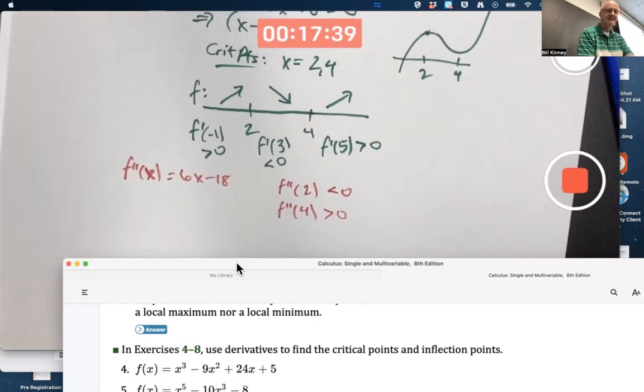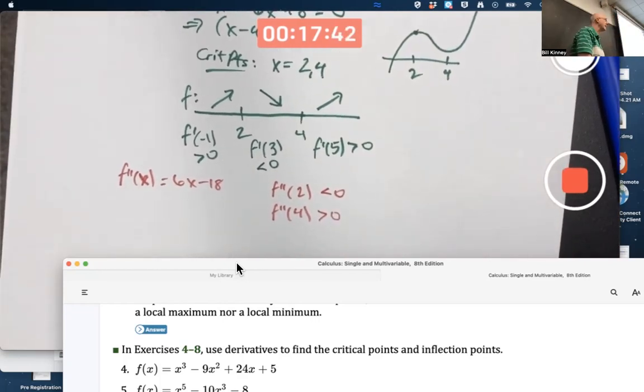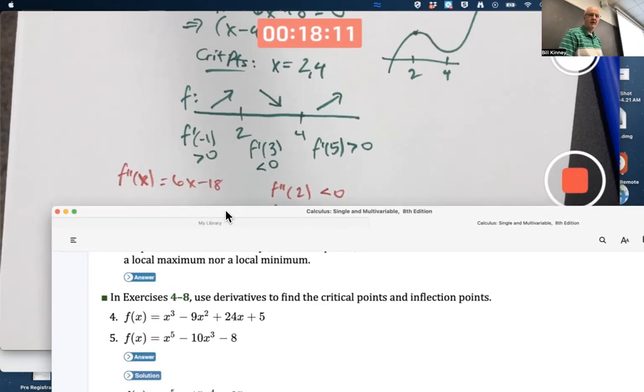Do you have to use both tests? No, you don't. One test or the other is good enough. It's good to see they both work, and you should be able to use either test. Maybe in the directions on an exam problem, I'll say, use the first derivative test, or maybe I'll say, use the second derivative test. So you should be able to use both. But we verified you don't have to use both. One of them is good enough. Again, we're not being asked for what the local maxes and mins are, but I wanted to do that because that is still part of this section. You're only asked to find the critical points and the inflection points.